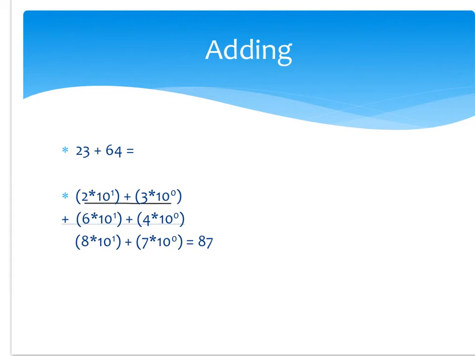And if we write 64 as 6 times 10 to the first and 4 times 10 to the 0, when we go to add, our place values are going to stay. And then I've got 7 sitting in the 10 to the 0 place and 8 sitting in the 10s to the 1s place, which gives us 87.